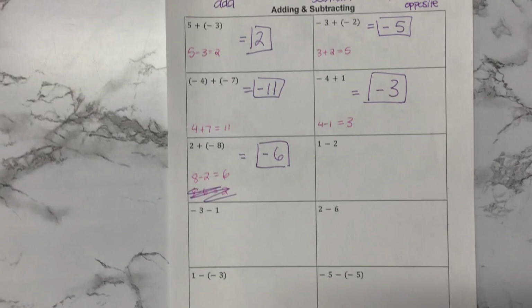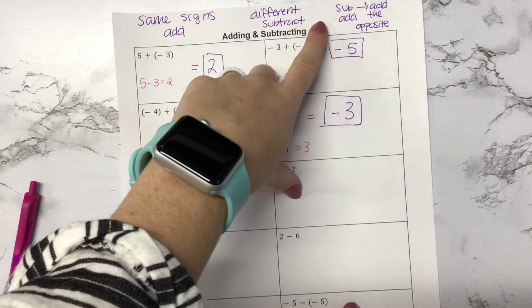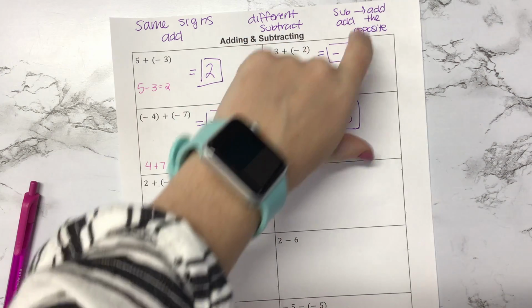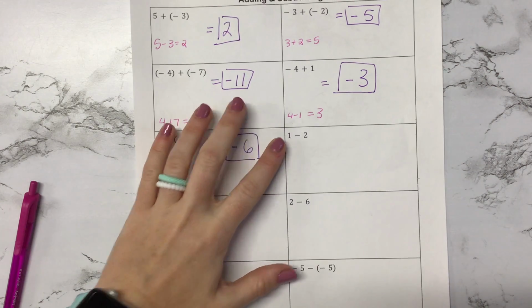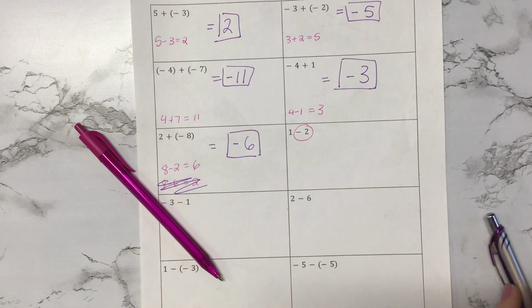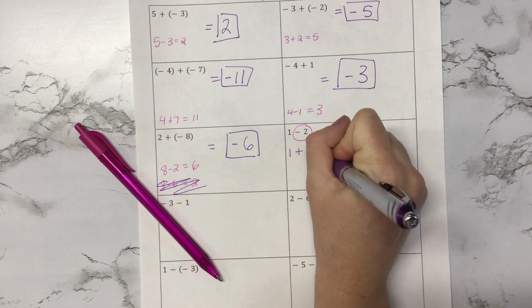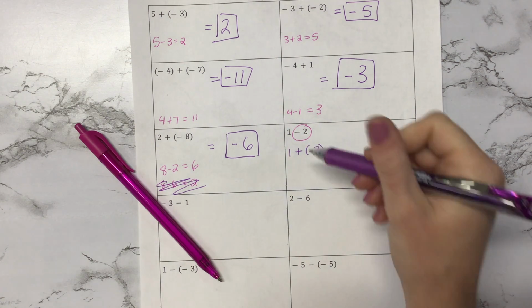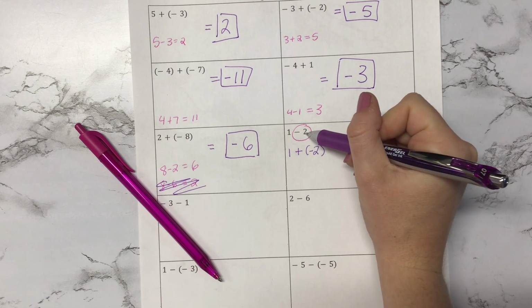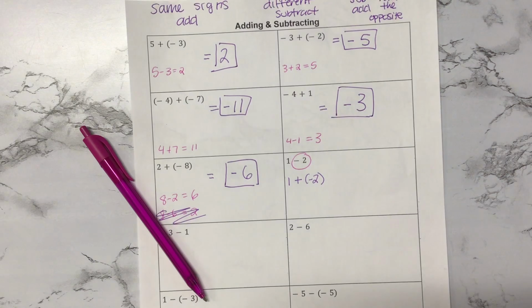Let's go through subtraction. So for subtraction, we want to rewrite it as addition by adding the opposite. So 1 minus 2. Whatever I'm subtracting, I'm going to add the opposite. So instead of subtracting, I add. The opposite of 2 is negative 2. And then I can use my addition rules because it's in addition form. That's the whole point. Okay?